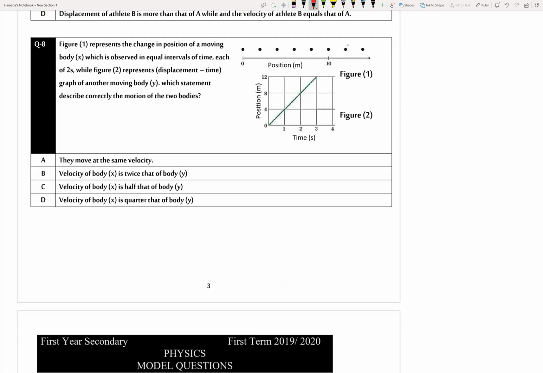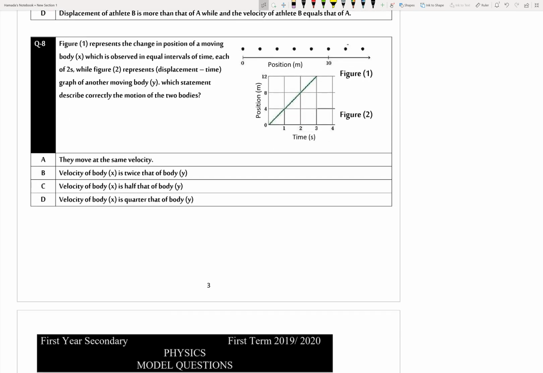Okay, question 8. Figure 1 represents the change in position of a moving body X, which is observed in equal intervals of time, each of 2 seconds. So these are 0, 2, 4. Here it will be 10 seconds. So it covered 10 meters in 10 seconds. So its velocity will be 10 over 10, which equals 1 meter per second.